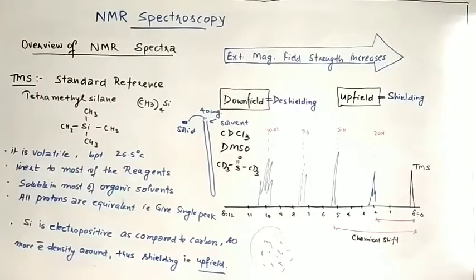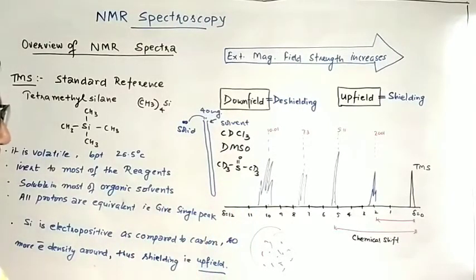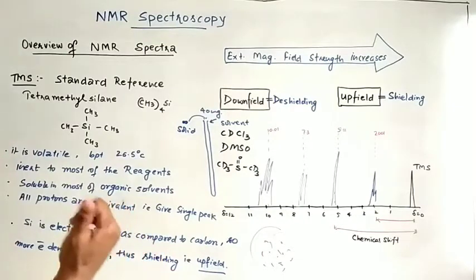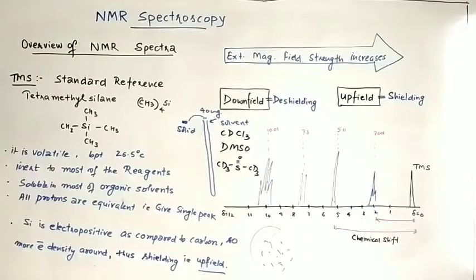Keep in mind, upfield means more shielding, and downfield means de-shielding, which we will discuss in detail in the next topic: what is shielding and what is de-shielding. So when we apply a magnetic field to any organic compound, some of the protons in that compound give a peak at downfield, meaning at low field strength, and some give peaks at upfield, meaning higher field strength. So upfield means near to TMS, downfield means away from TMS.